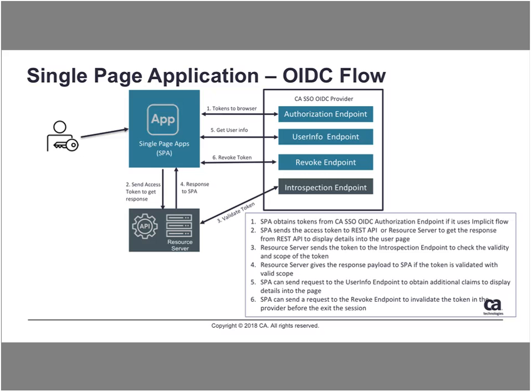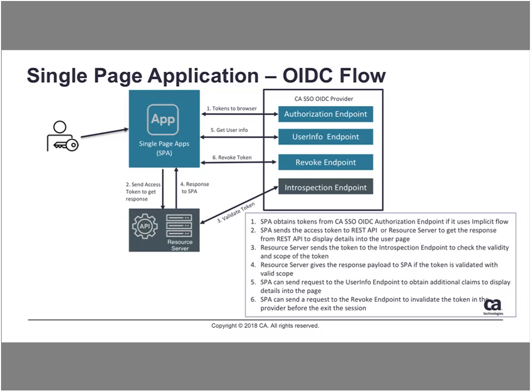To start and explain the flow diagram, the user is trying to access a single-page application. The SPA redirects the request to the authorization endpoint, and once the user is authenticated by the CASSO OIDC provider, a token is generated and responded back to the browser. After step 1, the SPA holds the access token at the browser level, and sends the same token to the resource server in step 2 to get the REST API response, in order to display the content on the page for the user.